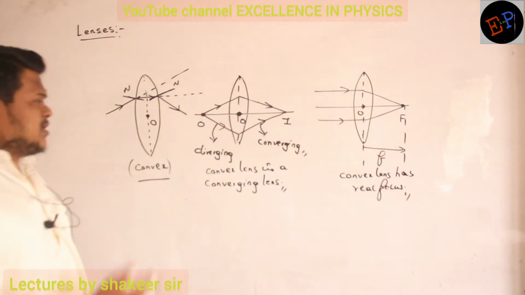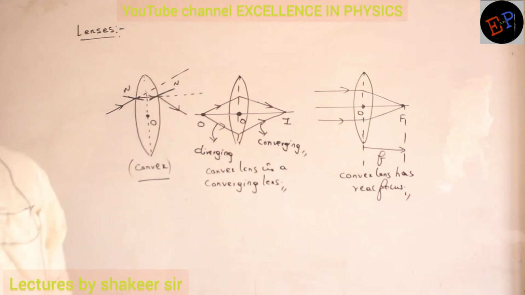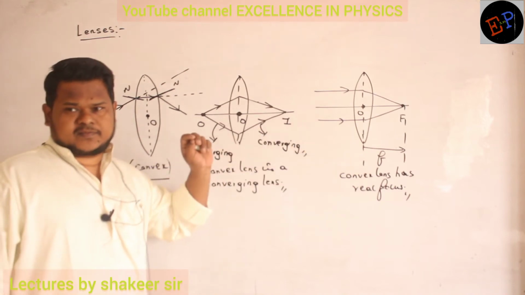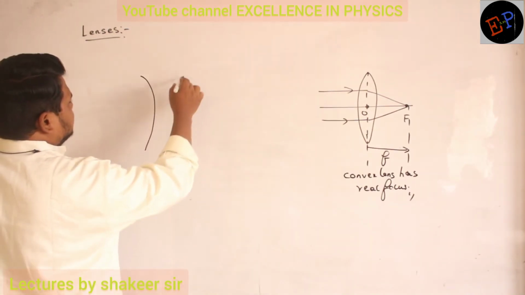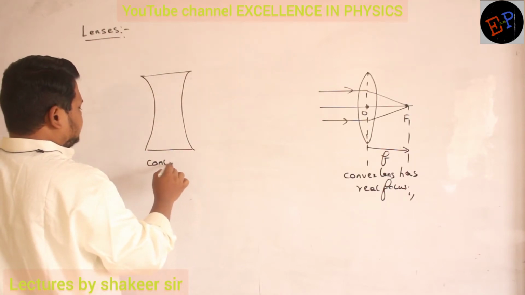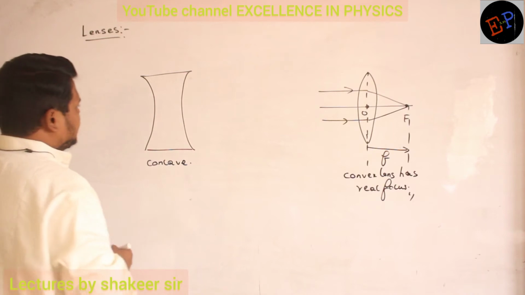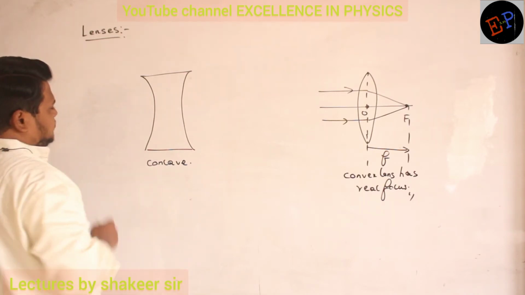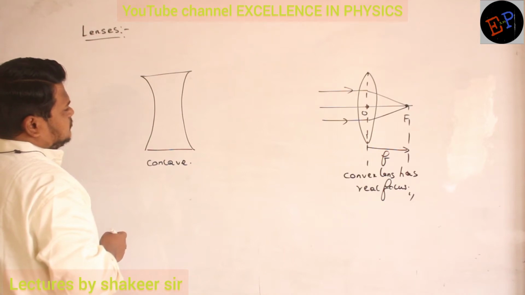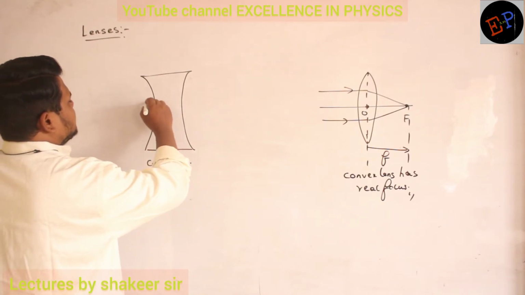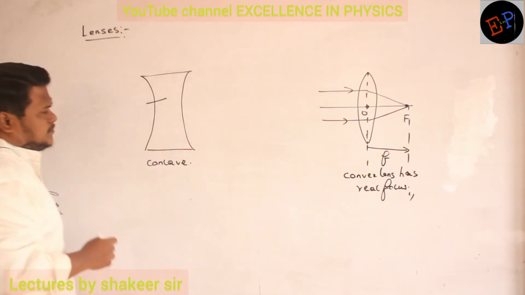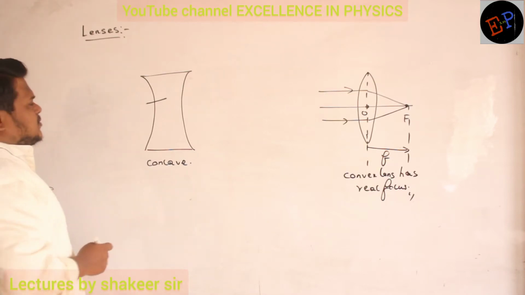Okay. Similarly, can you draw the diagrams for concave lens? This type of diagram, can you draw for concave lens? Try, check. Double concave lens. Okay? So let us draw the normal at one condition. So consider this is the normal.